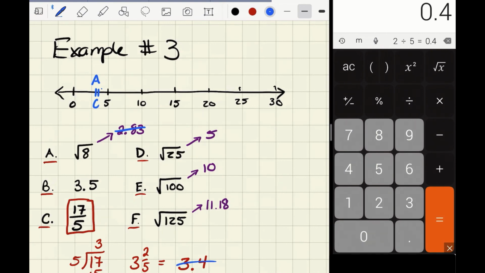Then there's B, which is 3.5. We're going to cross that off the list. Then we have D, which is at 5. We can cross that off the list. And then we have E, which is 10. And then we have 11.18. I don't want to write the number. As F.